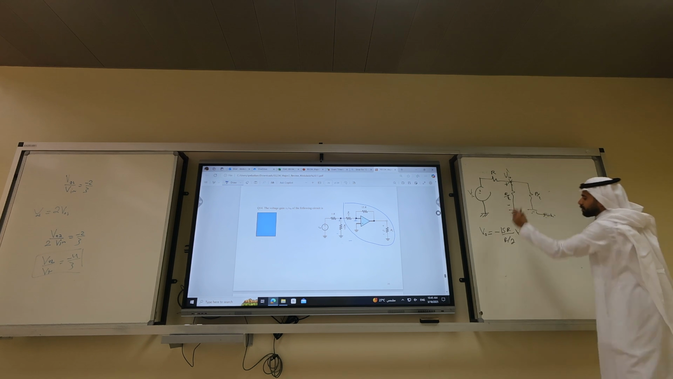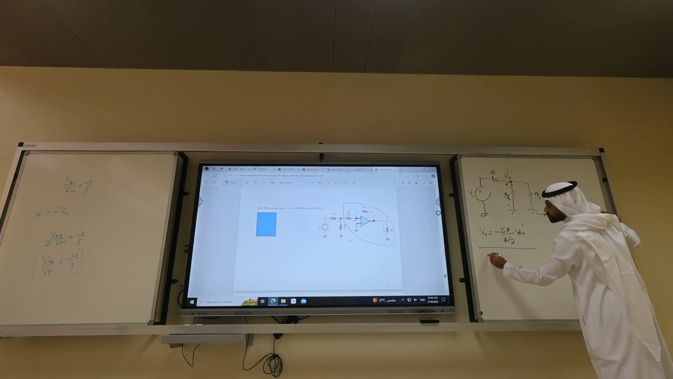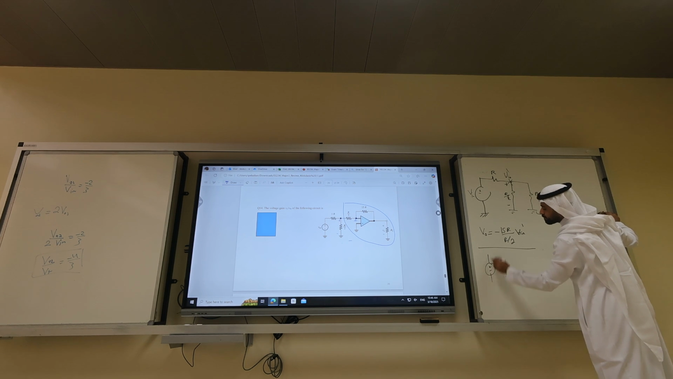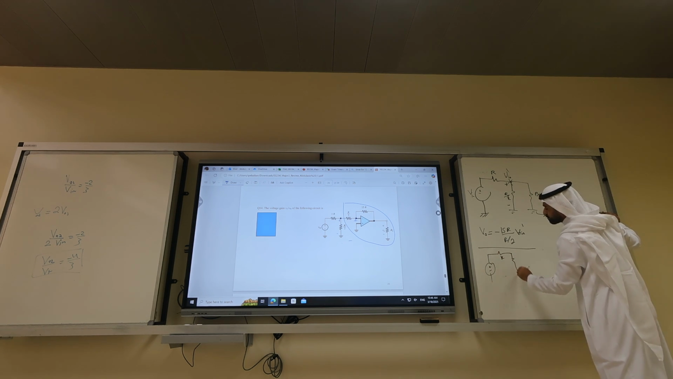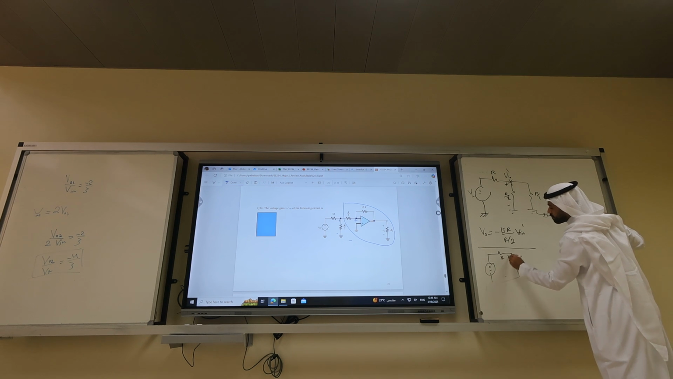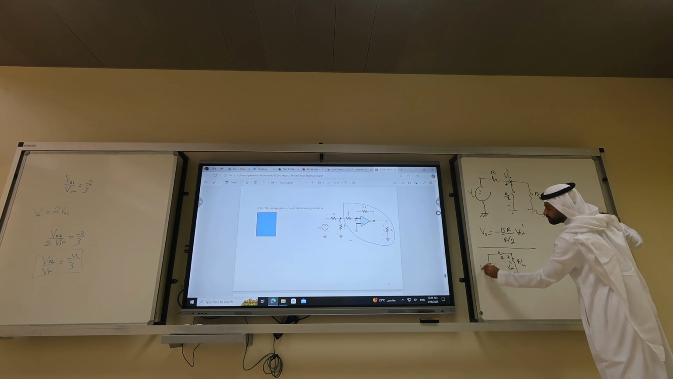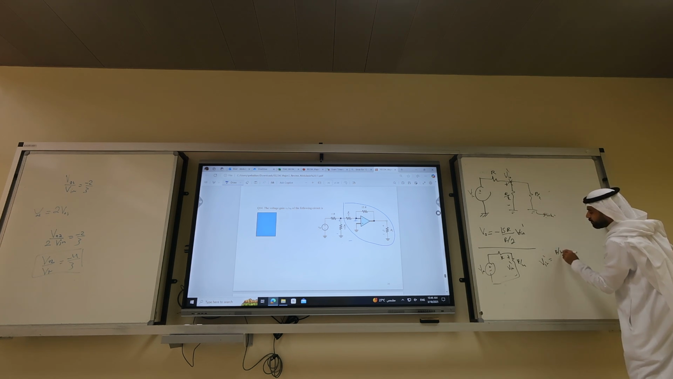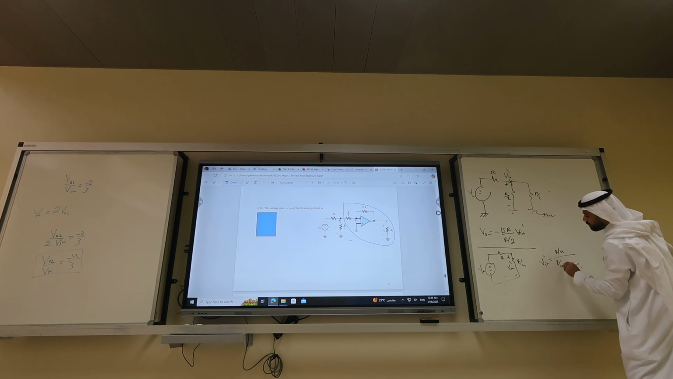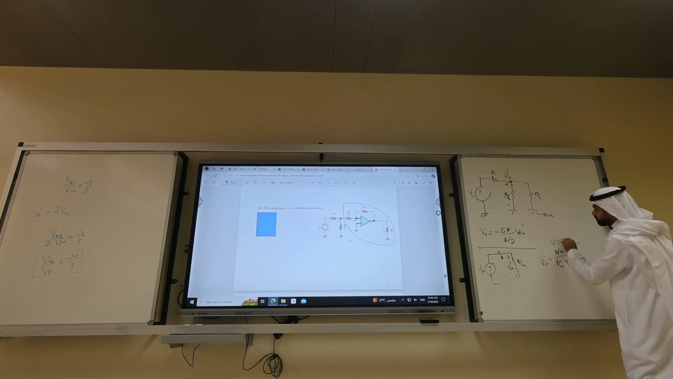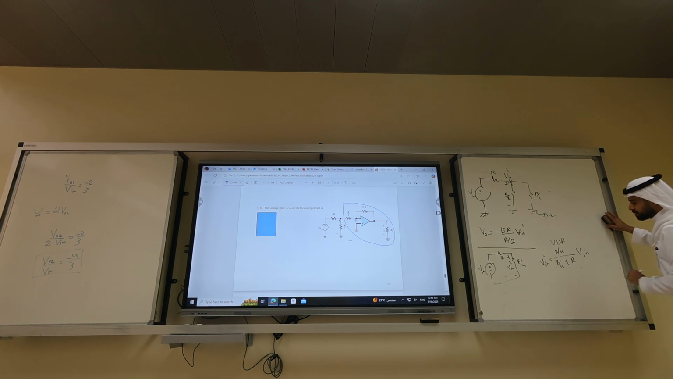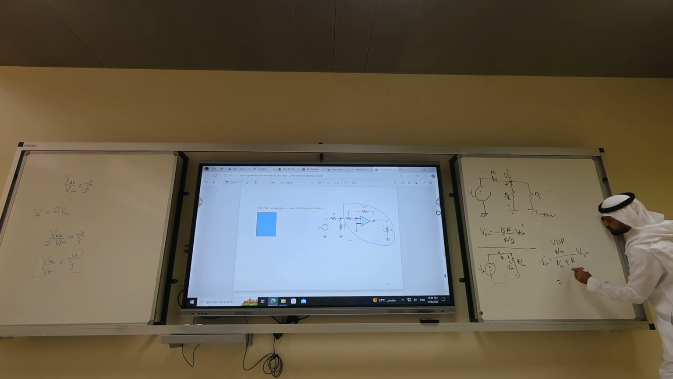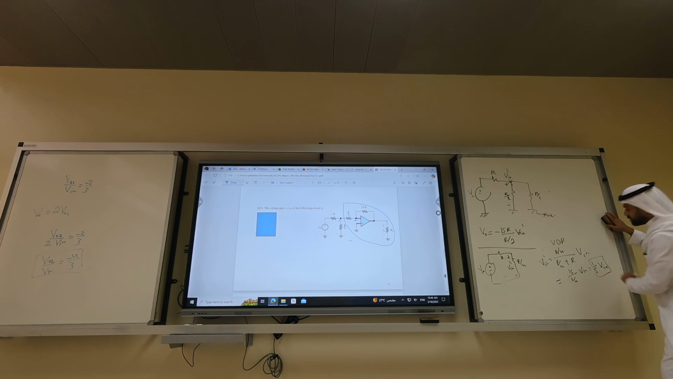So what is R over 2 parallel with R over 2? R over 4. So can I redraw it this way? And I'm going to call this V input prime. So V input prime equals R over 4 over R over 4 plus R, this is VDR, times V input. Can I do it like this? Yes. Which is going to be what? 1 over 4 over 5 over 4 times V input, which is what? 1 over 5 V input, right?